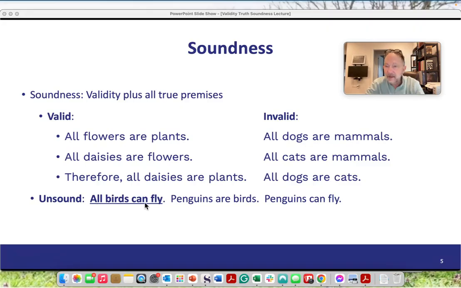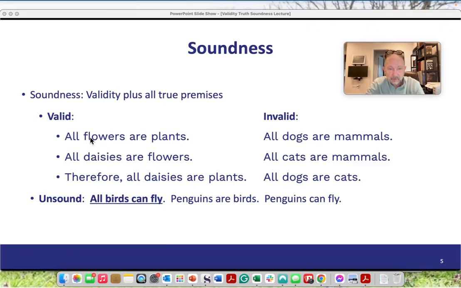All birds can fly is a false premise, because all birds can't fly. Penguins are birds, therefore penguins can fly. Penguins can't fly, at least not very far, and not in the same sense that other birds fly. And penguins aren't the only birds that don't fly. Is it an emu? I think it's an emu that doesn't fly. I'm not sure. But you get the idea.